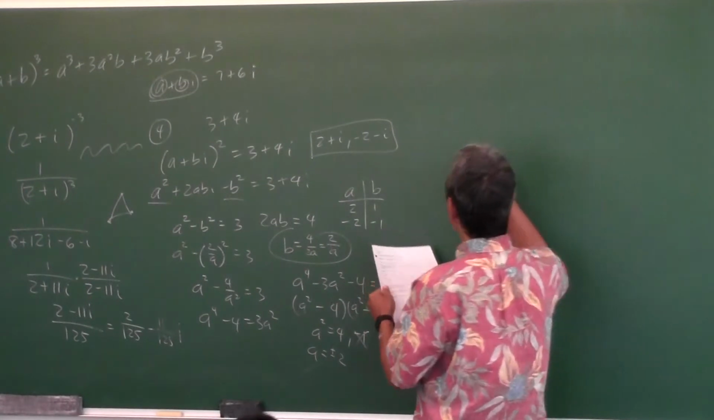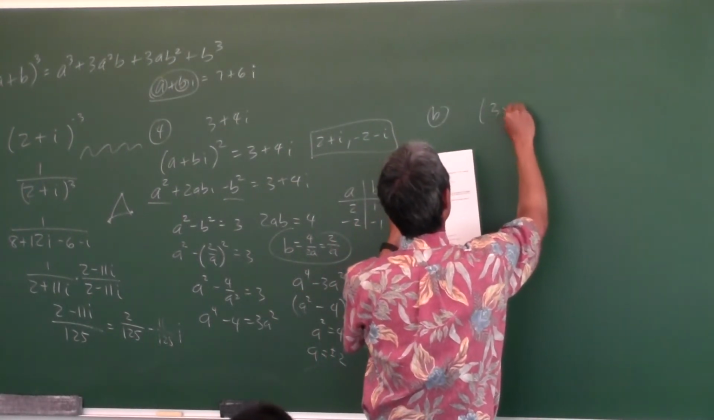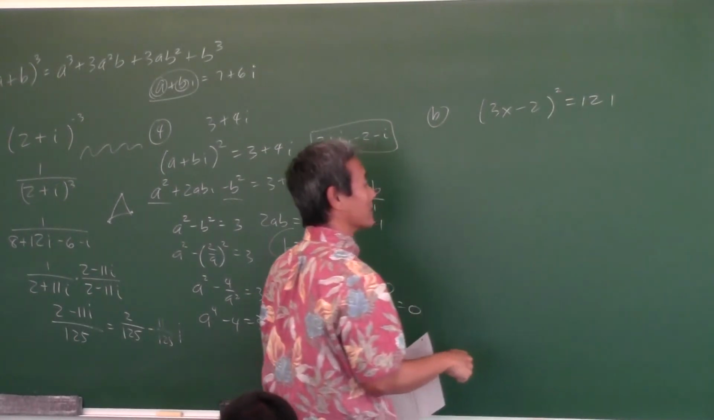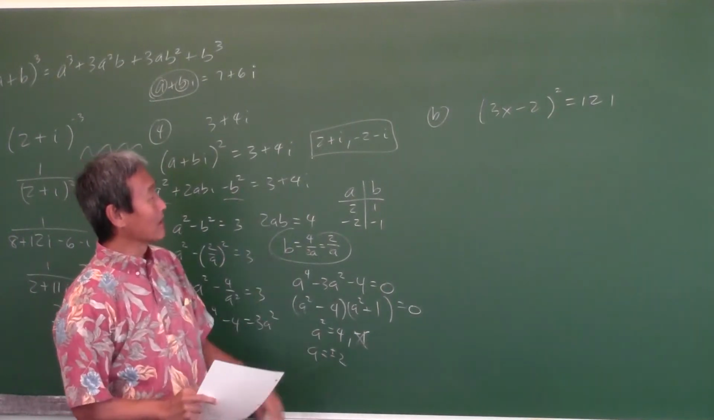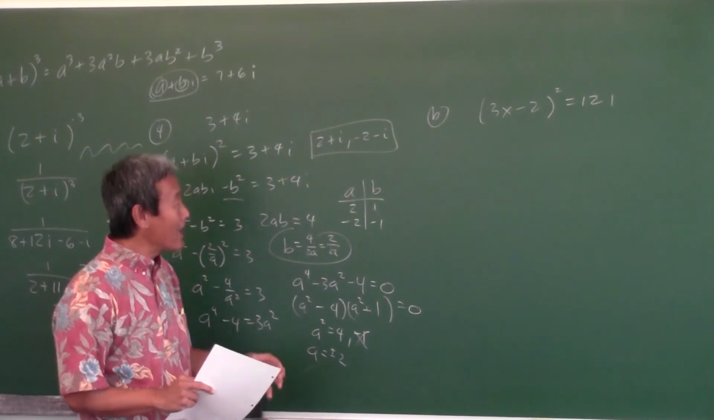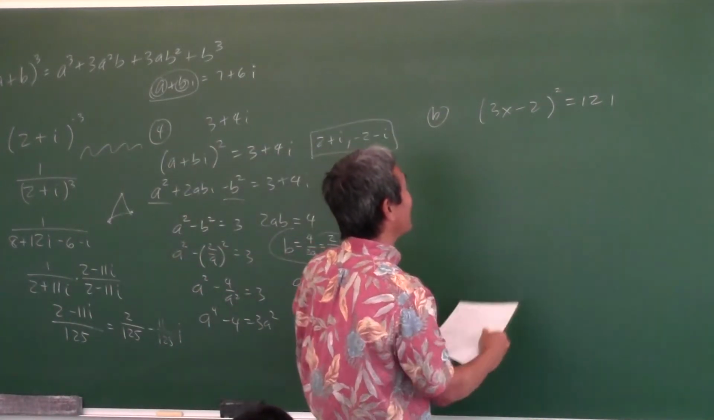Okay, but what about b? Now, this is where I want to see what you guys are doing. Are you doing the barbaric way, or are you doing the more efficient way? How do you solve this? Multiply out the left side, make one side 0, and then factor it. Yeah, you can, but look, it's in a form that's screaming at you. How do you solve this?